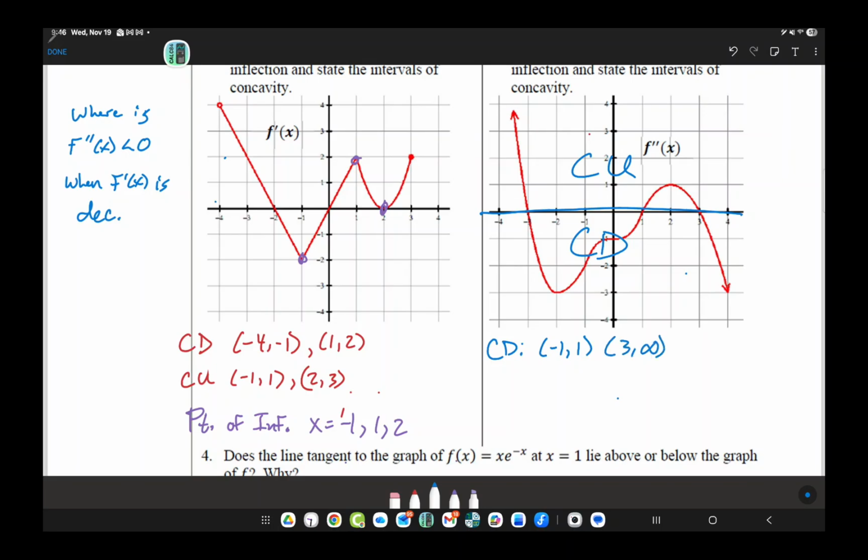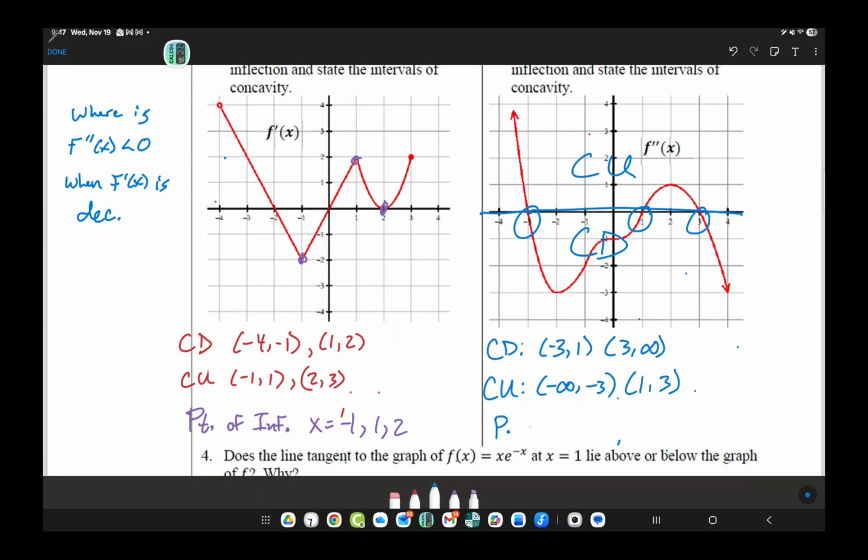Isn't it -3? Where do you get... Oh, it's -3. You're right. I can't read my own graph. There you go. Yeah. So -3 to 1, and then 3 to infinity. All right. Concave up from where? Infinity up to -3, and from 1 to 3.